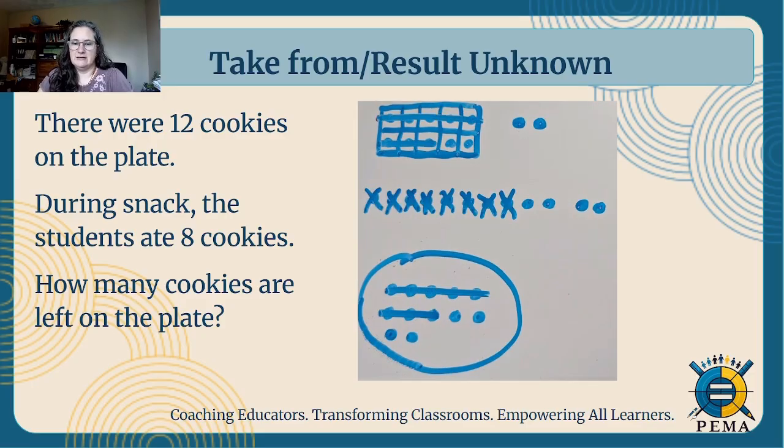8 cookies. Students in first grade might cross off those cookies all at once, or they might have to count them and cross them off individually. Either way, I'm going to show that I took 8 cookies away.